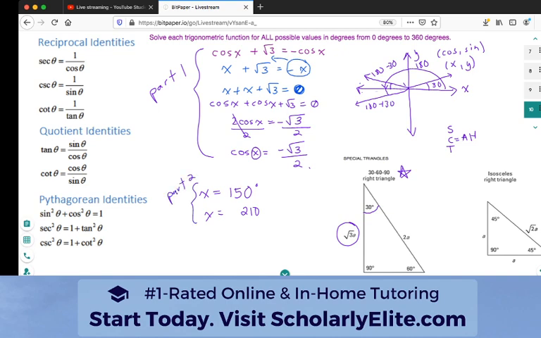So how did we do that again? Just to reiterate, in part one, we solved algebraically to isolate cos of x by itself. And then technically, if you remember from grade 10, what we're doing at this point is basically saying, okay, well, what's cos to the negative 1 of x?